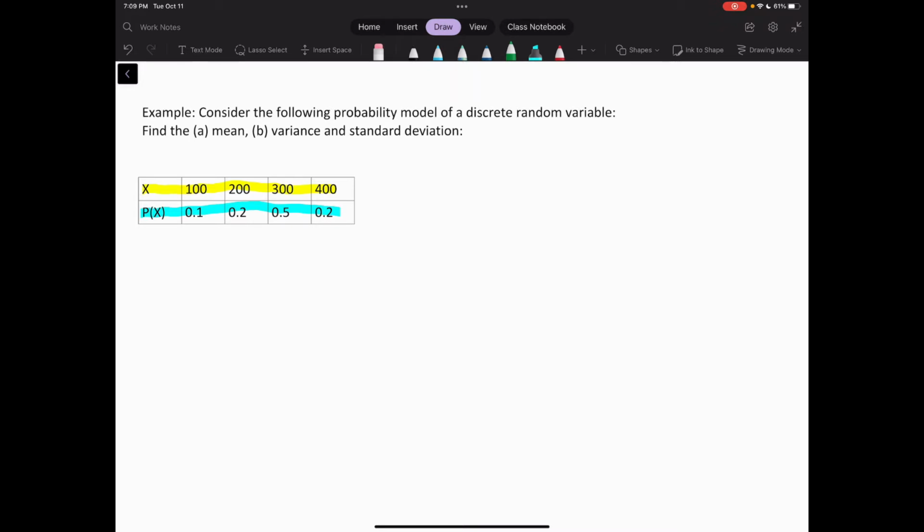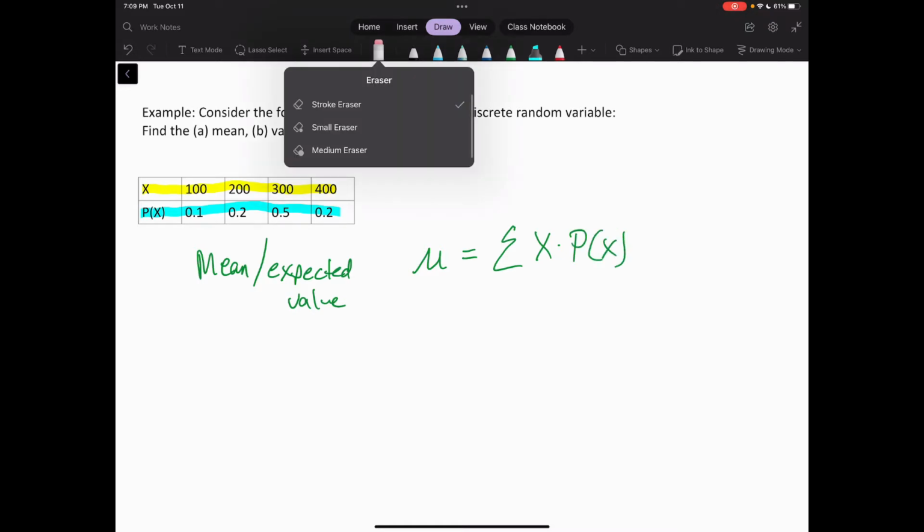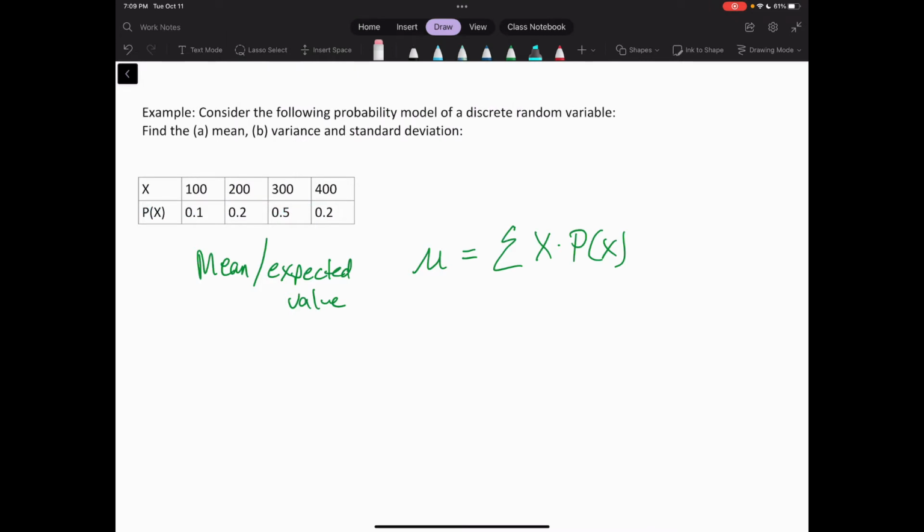Well, let's kick things off with the mean, also known as the expected value. I'm going to use our Greek symbol mu. We've seen that before. That means mean. And I'm just going to copy down our formula. It was the summation of the value of the random variable times the probability that we get that random variable. So what is that going to look like for us? That's going to look like this. Let's go with a different color.